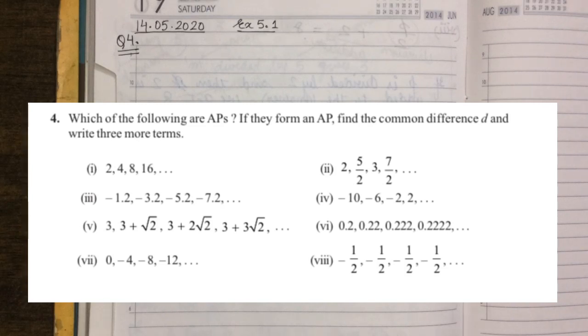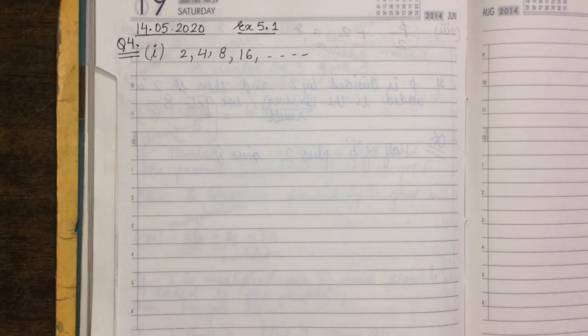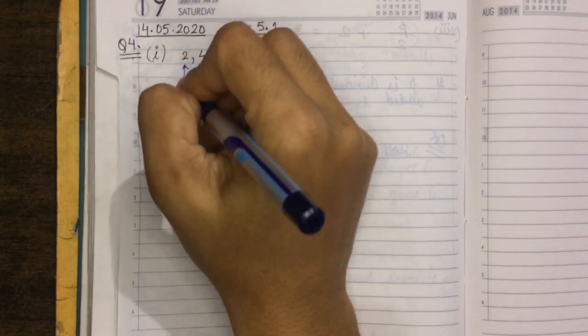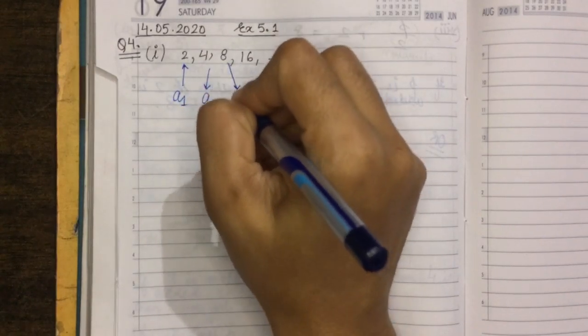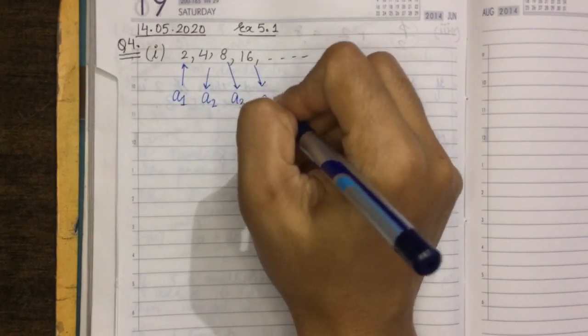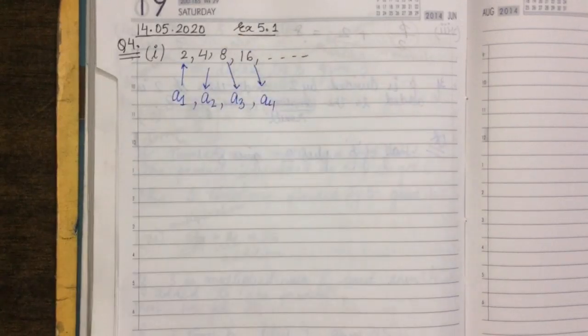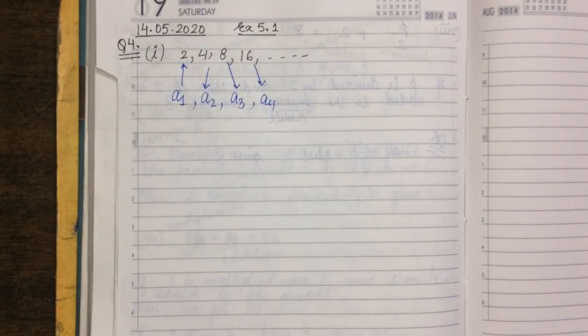Let us see how we will do this. This is the first part of this question. We have a sequence. The numbers are 2, 4, 8, 16, and so on. So this is an infinite sequence. Now, just like we did question number 3, I'm going to represent these terms with a1, a2, a3, and so on. So my first term will be a1, the second term will be a2, the third term will be a3, and the fourth term will be a4. So I have been given only 4 terms. I have represented them in a general way.